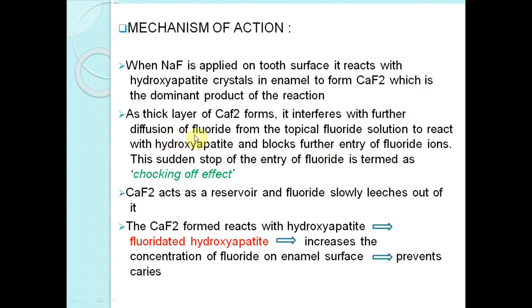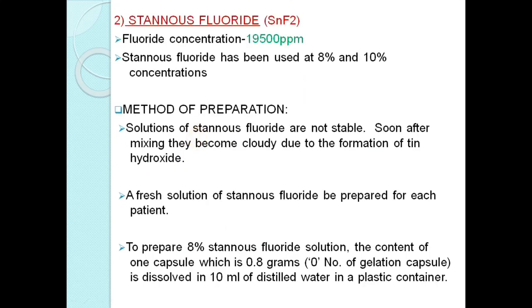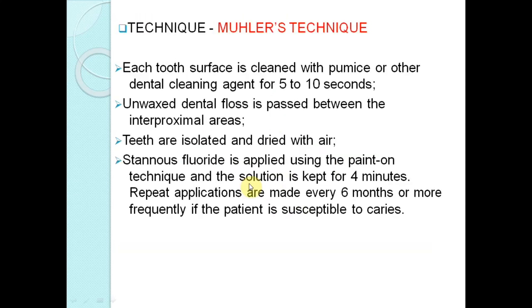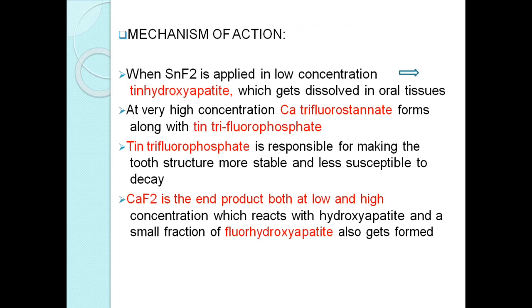Okay, so let's see the second product, that is stannous fluoride. We apply it at a very high ppm, that is around 20,000 ppm. All this we have discussed already, so I'll be explaining about the mechanism of action. When stannous fluoride is applied at a very low concentration, what happens is there is tin hydroxyapatite formation.